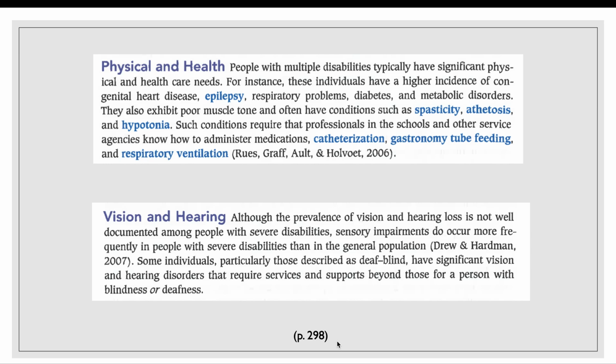Some individuals, particularly those described as deaf-blind, have significant vision and hearing disorders that require services and supports that go beyond those for a person with blindness or just deafness. Okay, so typically a blind person, their hearing is extremely well developed.